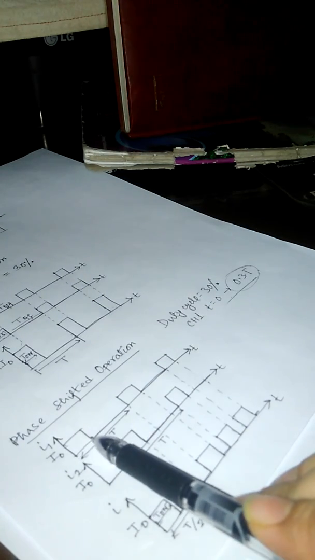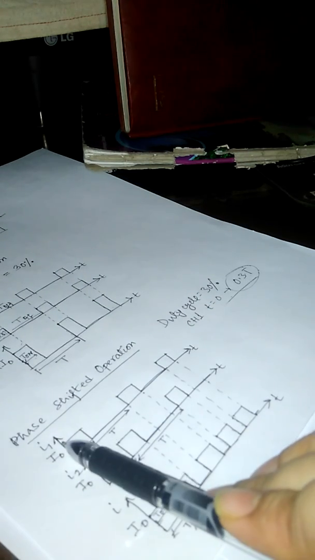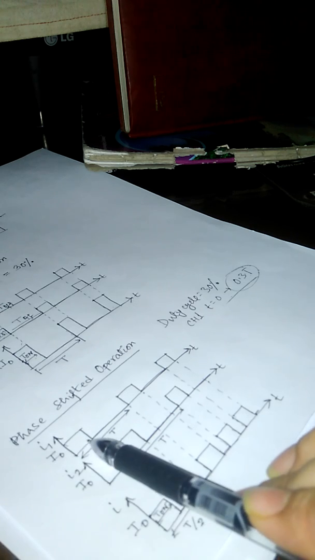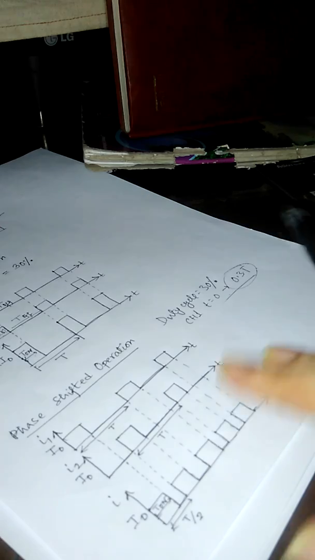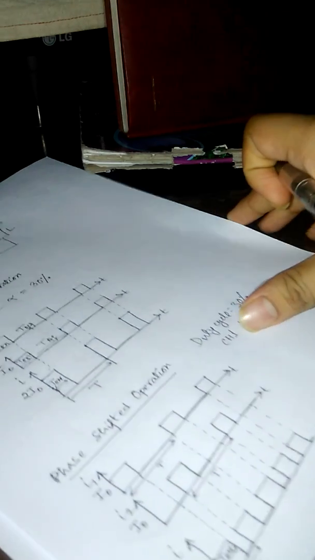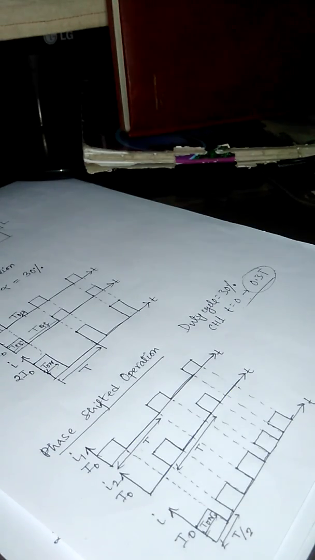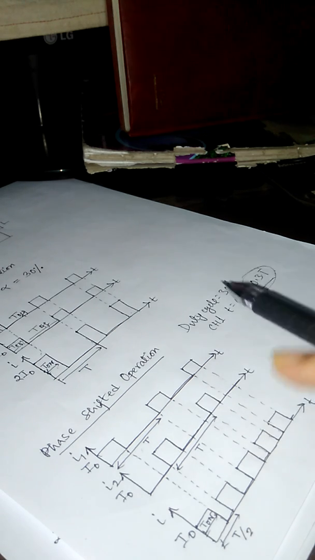So as per that, the current waveform for chopper 1 is this. The input current waveform for chopper 1 is going to behave like this. Now, after the conducting mode is over for chopper 1, chopper 2 is going to go to the conducting mode. As it is a phase shifted operation, that means the different choppers are going to conduct at different instants.